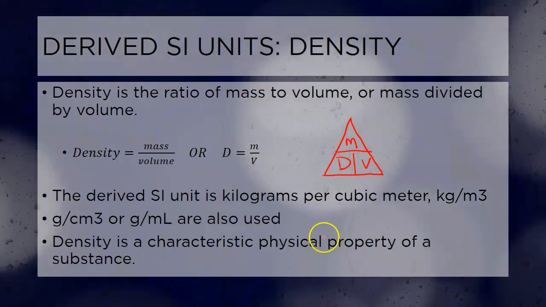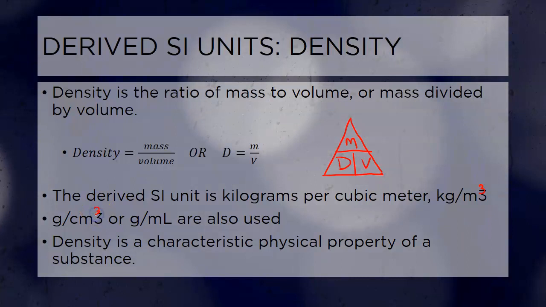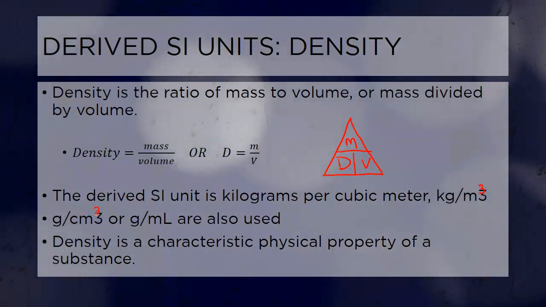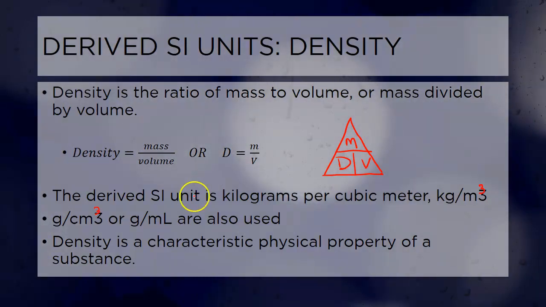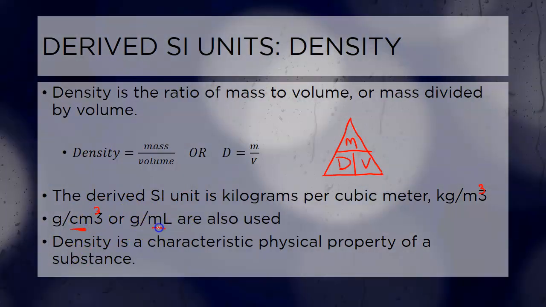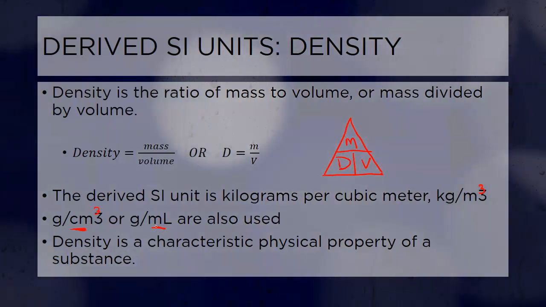The derived SI unit is kilograms per cubic meter. But we also use grams per cubic centimeter. I would say we use this more often. And then note that's the same as a gram per milliliter.